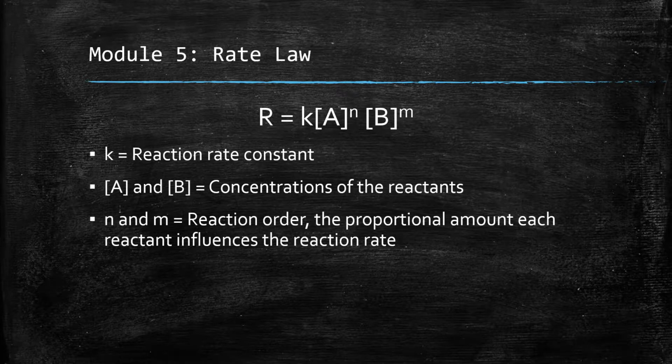The rate law is used to determine the rate of the reaction. The rate of a reaction is determined by the reaction rate constant and the concentration of each reactant to the power of its reaction order. The reaction order is the proportional influence each reactant has on the reaction rate.